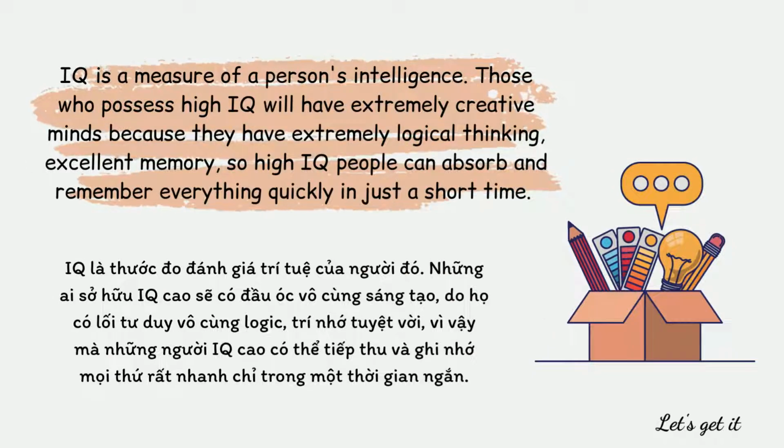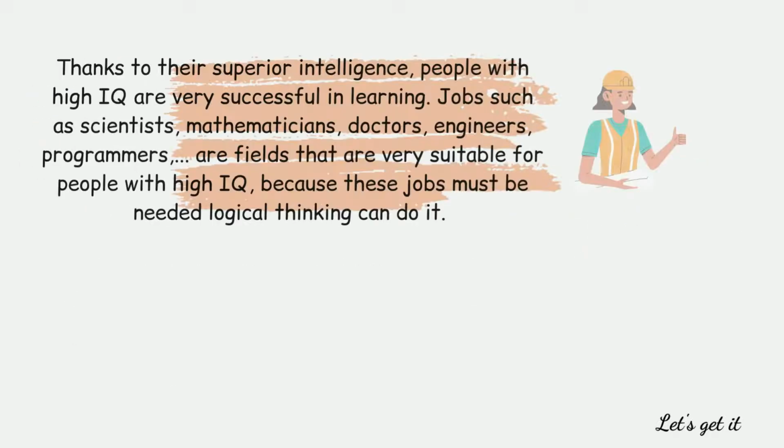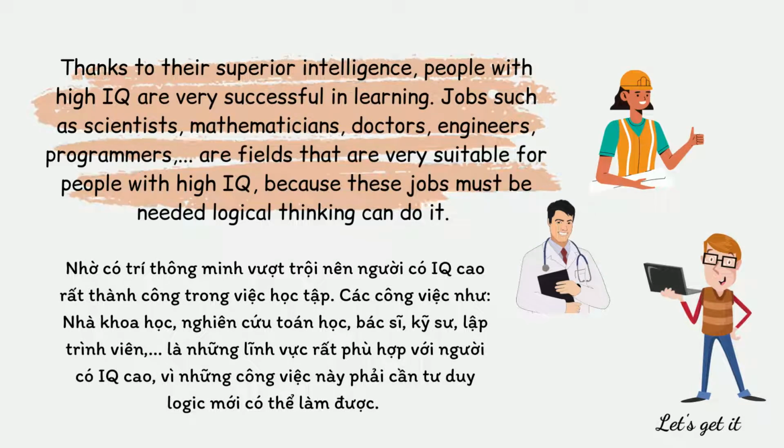IQ is a measure of a person's intelligence. Those who possess high IQ will have extremely creative minds, because they have extremely logical thinking and excellent memory. So high IQ people can absorb and remember everything quickly in just a short time. Thanks to their superior intelligence, people with high IQ are very successful in learning.